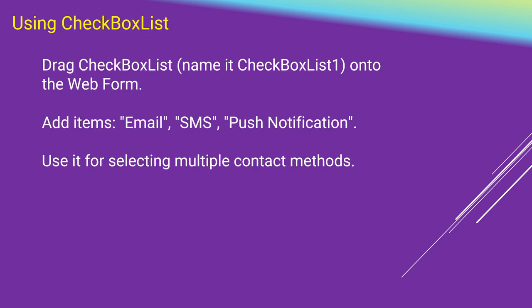To allow users to select multiple preferences, use the checkbox list control. Drag checkbox list 1 onto the form and add items such as email, SMS, and push notification. This control is ideal for collecting multiple selections from users in a clean and manageable way.